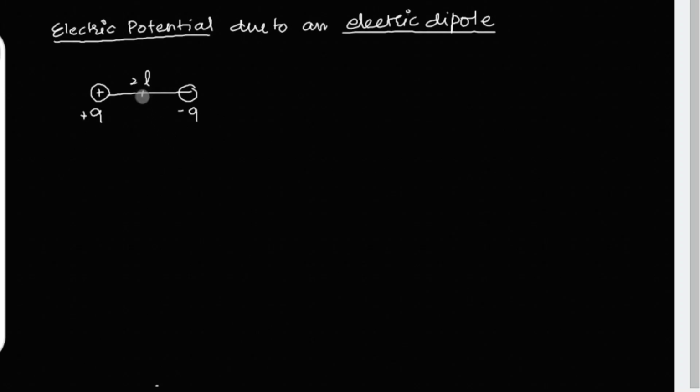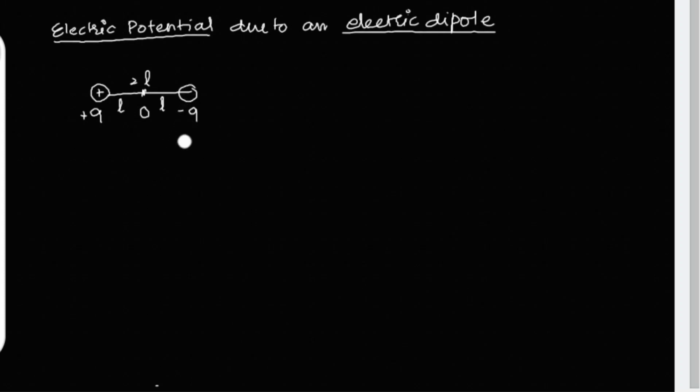Now let us consider this is the midpoint. O is the midpoint. From this to the plus q charge, the distance must be L, because this total distance is 2L. From the center it divides this dipole, so this much length is L and this much length is L. So an electric dipole is the combination of dissimilar charges, separated by some finite distance.